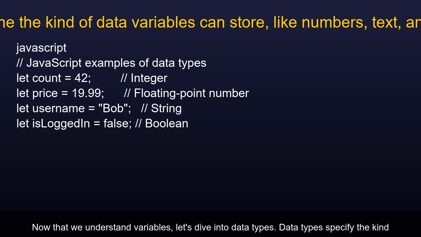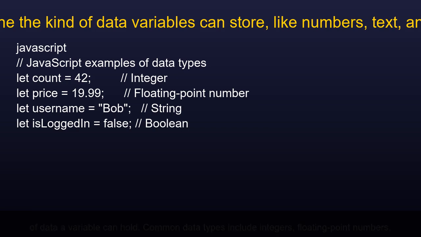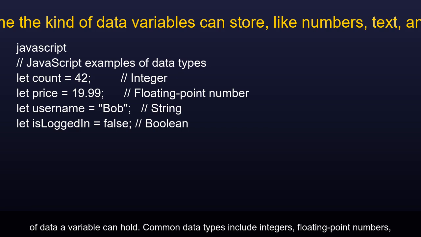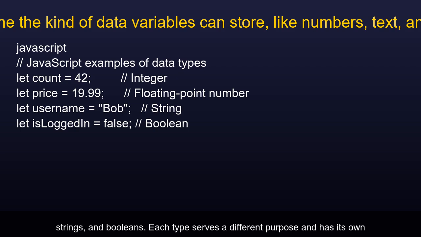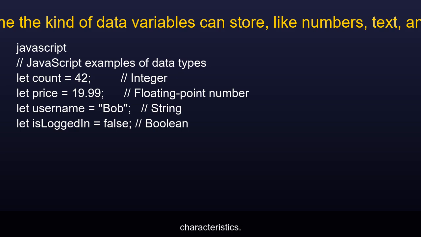Now that we understand variables, let's dive into data types. Data types specify the kind of data a variable can hold. Common data types include integers, floating point numbers, strings, and booleans. Each type serves a different purpose and has its own characteristics.